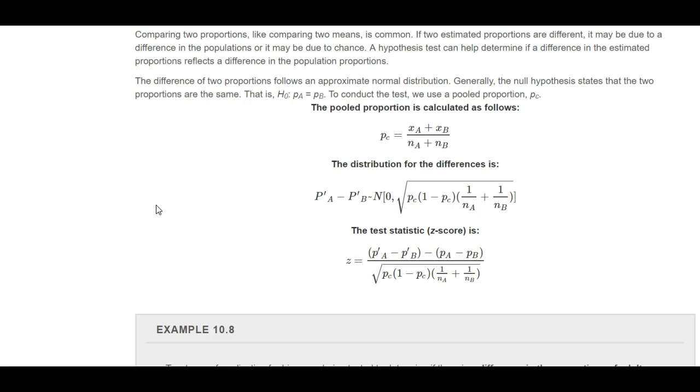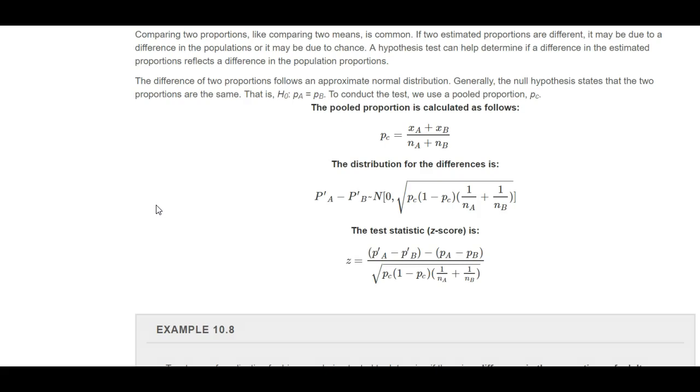The test statistic is a z-score, and we're going to deal with P prime of A minus P prime of B minus P of A minus P of B, but this P of A minus P of B we're going to assume is 0. So that little portion kind of drops out over this standard deviation, this standard error that's on the bottom. It is huge and complicated looking. It's not really when you start plugging in numbers, but it looks ugly. We are going to use technology to solve these things.